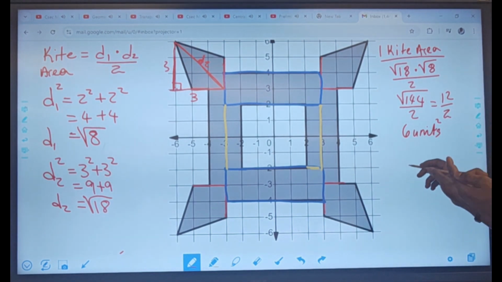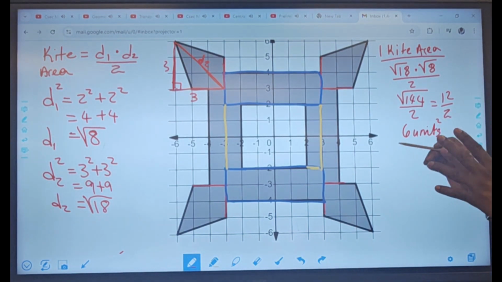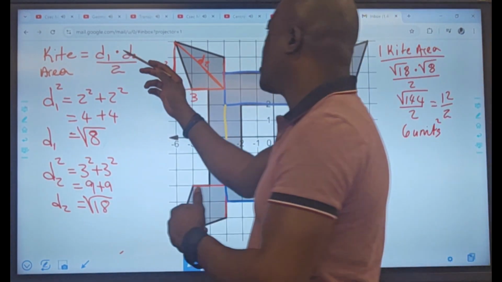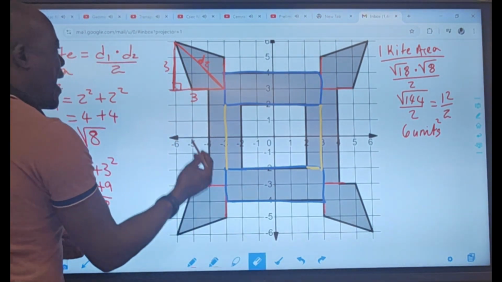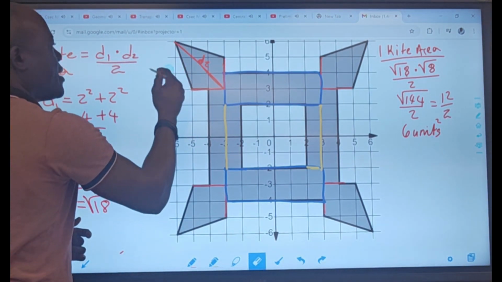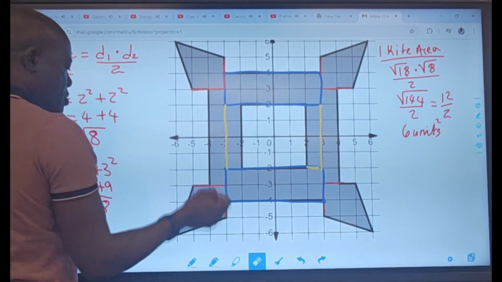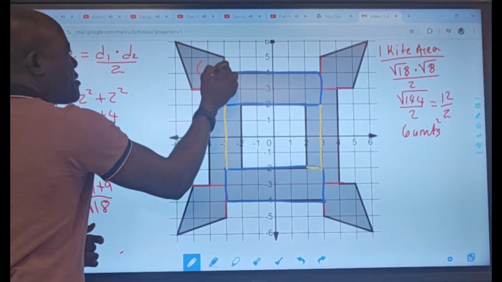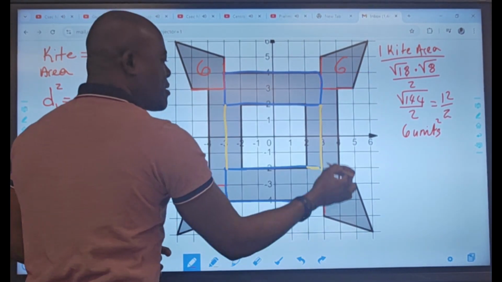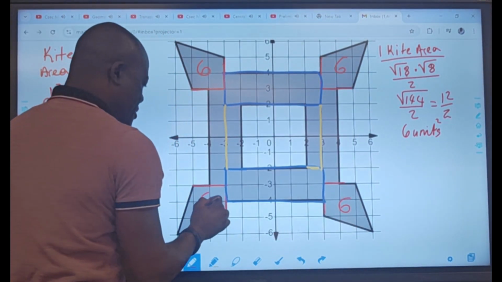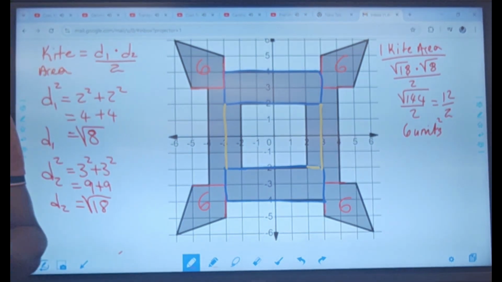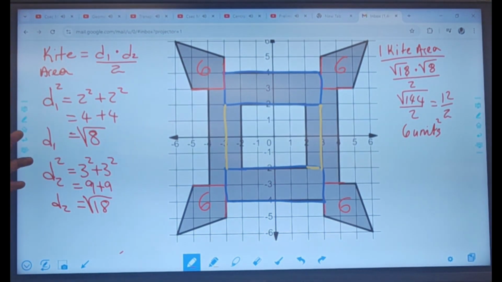So for 4 kites, in other words, let us fix this up. For 1 kite, we actually have 6 square units. So let us just put this on. So this is a 6 here. It means that this is 6, this is 6, and this is 6. So there it is that we were able to put those on.